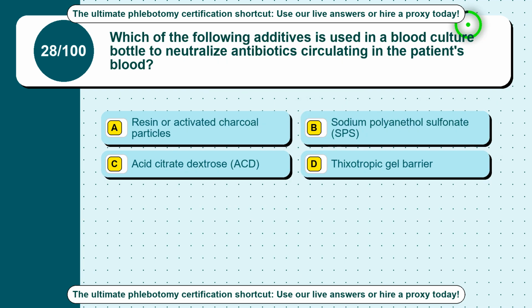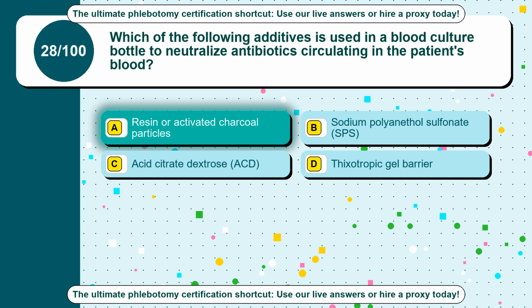Question 28. Which of the following additives is used in a blood culture bottle to neutralize antibiotics circulating in the patient's blood? Option A, resin or activated charcoal particles. Option B, sodium polyanethol sulfonate, SPS. Option C, acid citrate dextrose, ACD. Option D, thixotropic gel barrier.